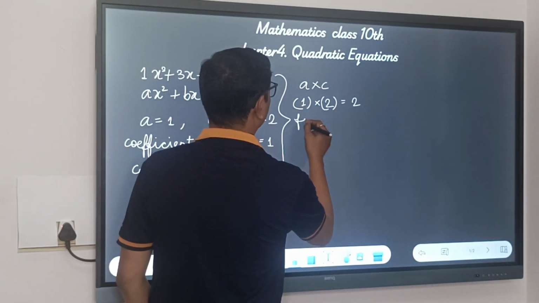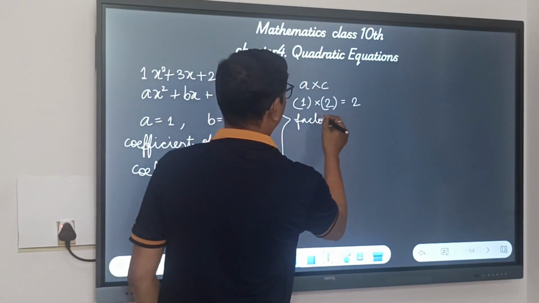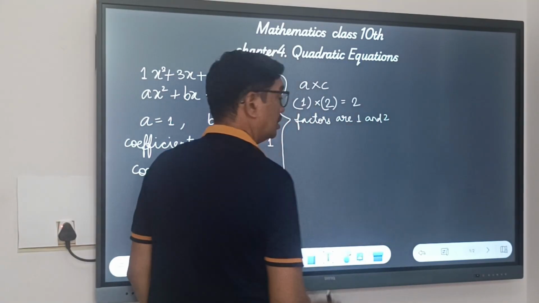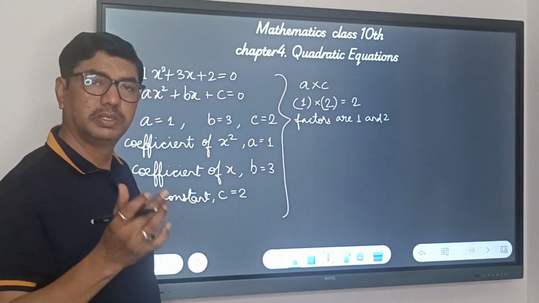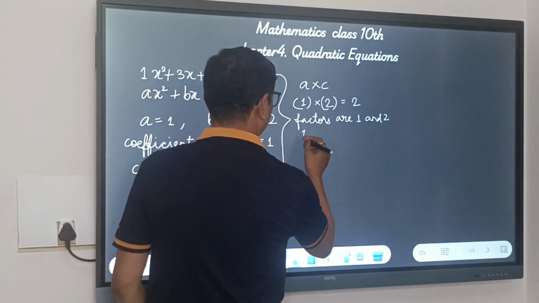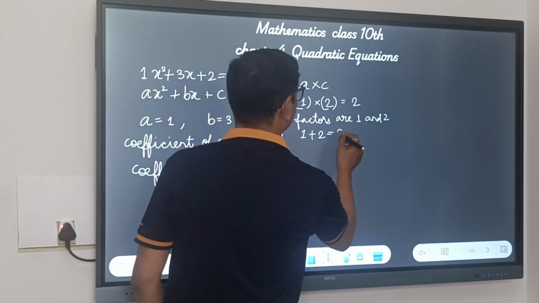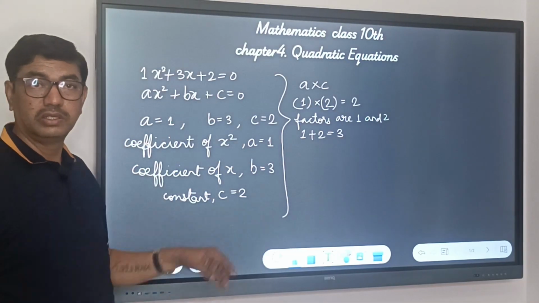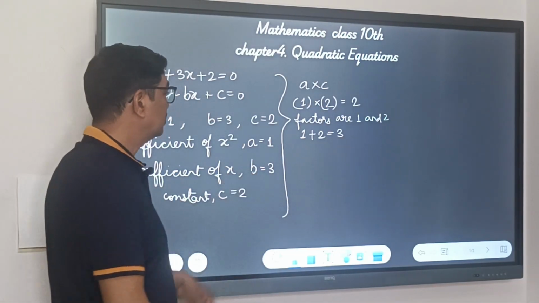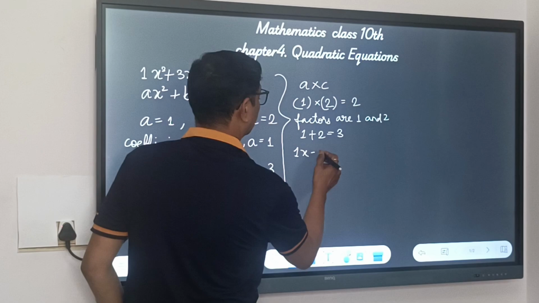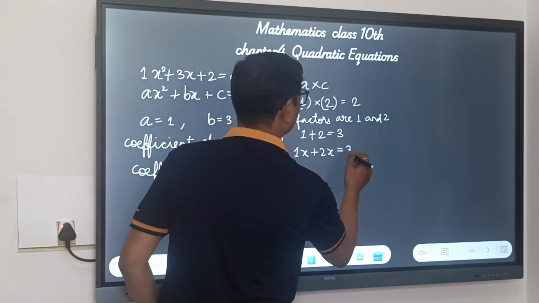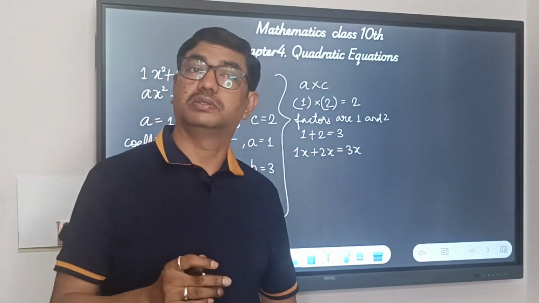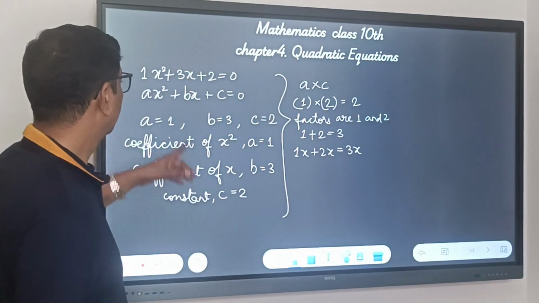You can write that the factors are 1 and 2. So this 1 and 2 you are going to add or subtract. If you add, how much do you get? 3. You can see the term 3x is there. In order to get 3x, what will you do? 1x plus 2x is equal to how much? 3x. So what are you going to do with this 3x? You are going to replace it in the main equation.